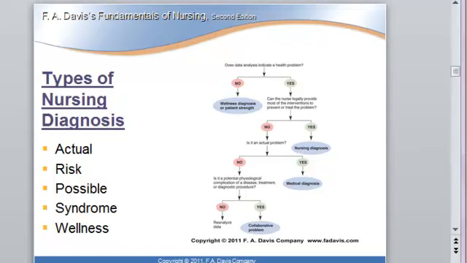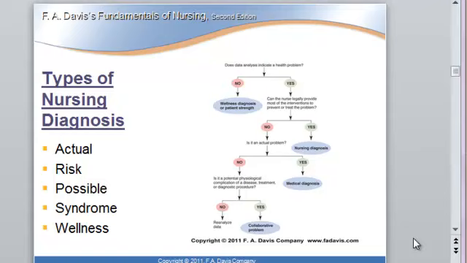A risk nursing diagnosis describes a problem response that is likely to develop in a vulnerable patient if the nurse and the patient do not intervene to prevent it. A possible nursing diagnosis exists when your intuition and experience direct you to suspect that a diagnosis is present, but you do not have enough data to support the diagnosis itself. And basically this is to alert other nurses to continue to collect data to confirm or rule out any kind of problems.